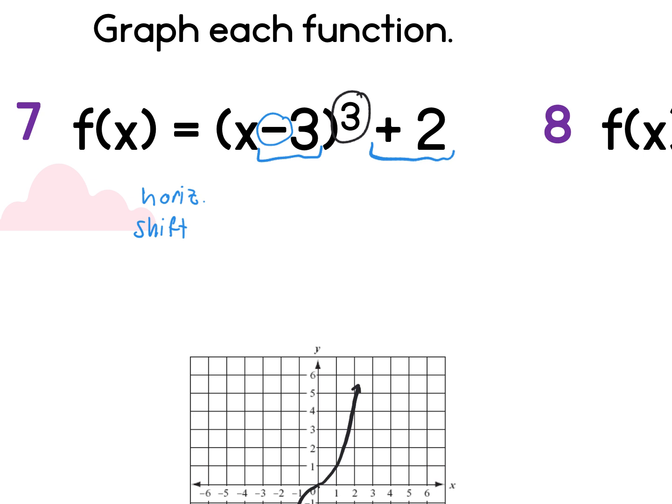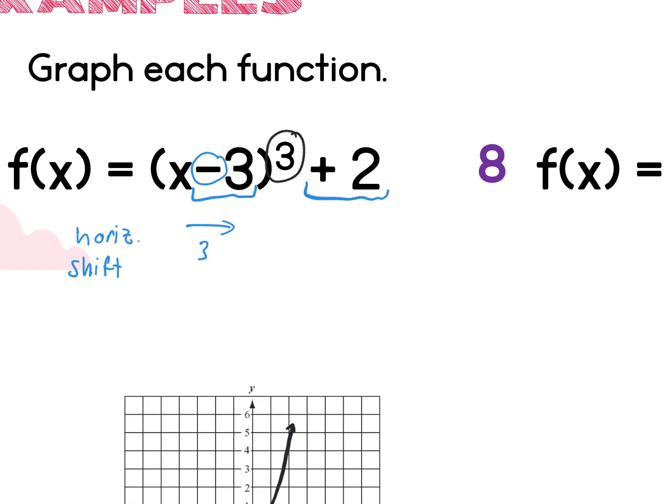So if it's a minus, you would think it would go to the left. This is going to go to the right 3 units. Now the number on the outside of your parentheses that's being added or subtracted, this is a vertical shift. And whatever sign that you see is the direction that you're going in. So if it's a +2, you are going up 2 units.